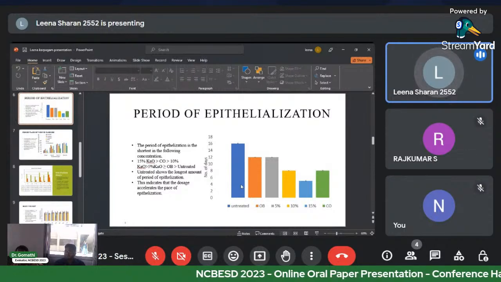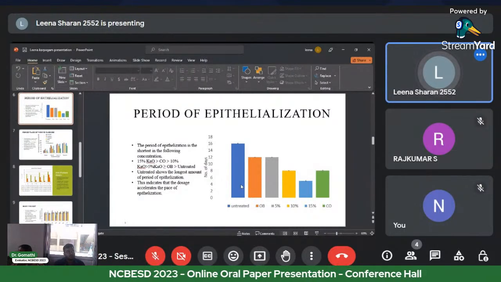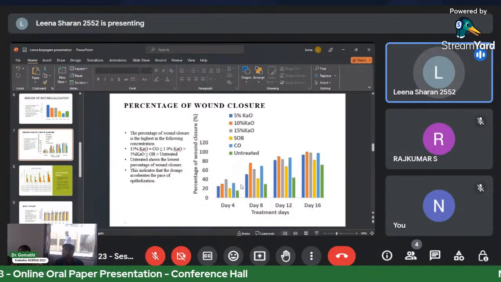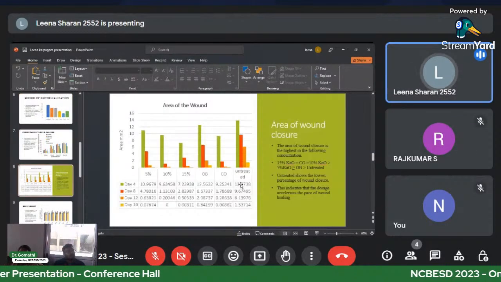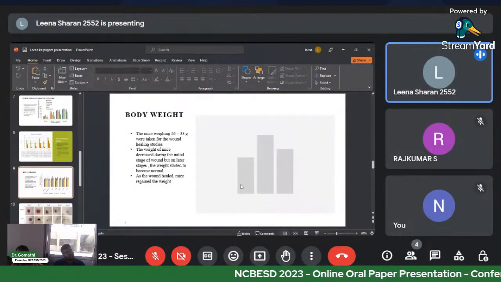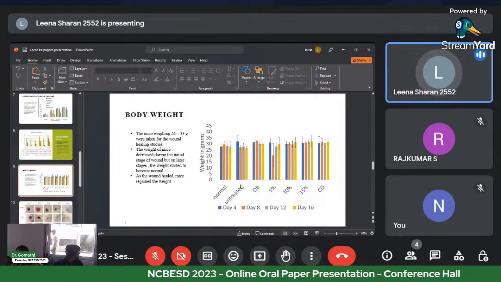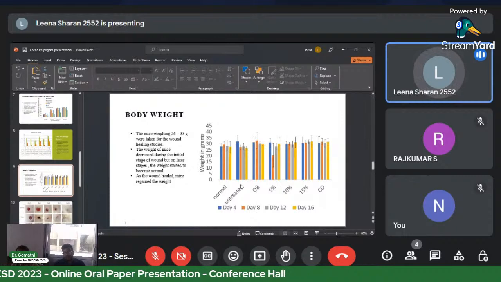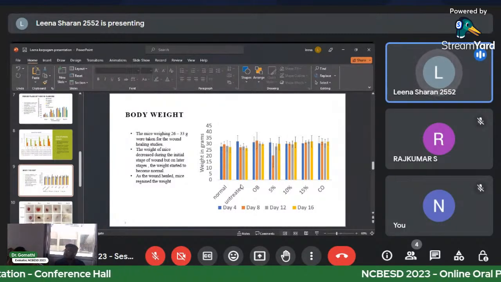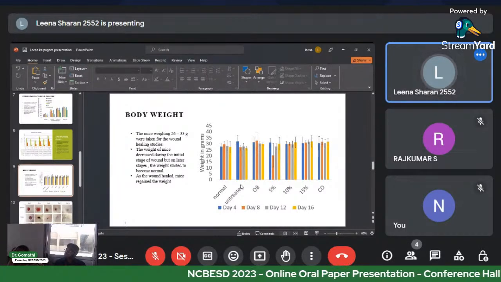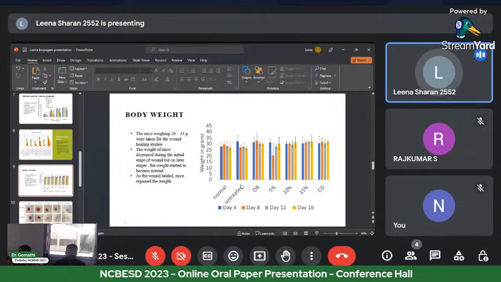So only the untreated group showed the longest time for the period of epithelialization. The same results were found in percentage of wound closure and area of wound. Body weight of the mice was studied during the treatment period. It was observed only during the time of wound. The animals selected for the study were in the range of 26 to 36 grams of weight.